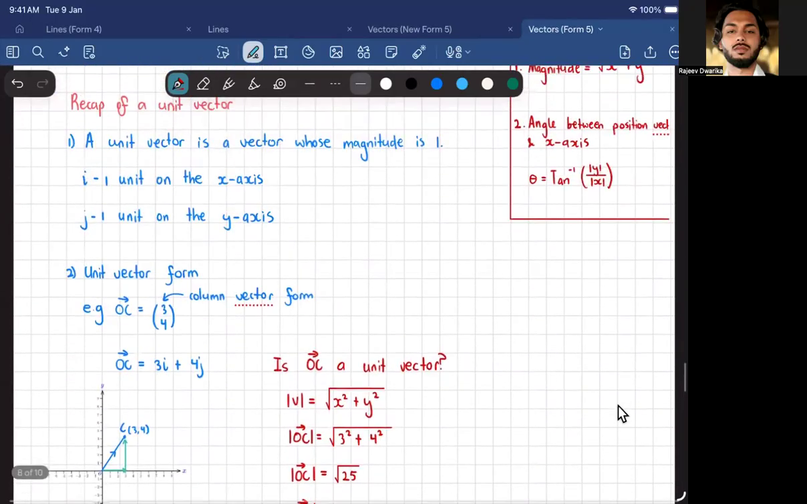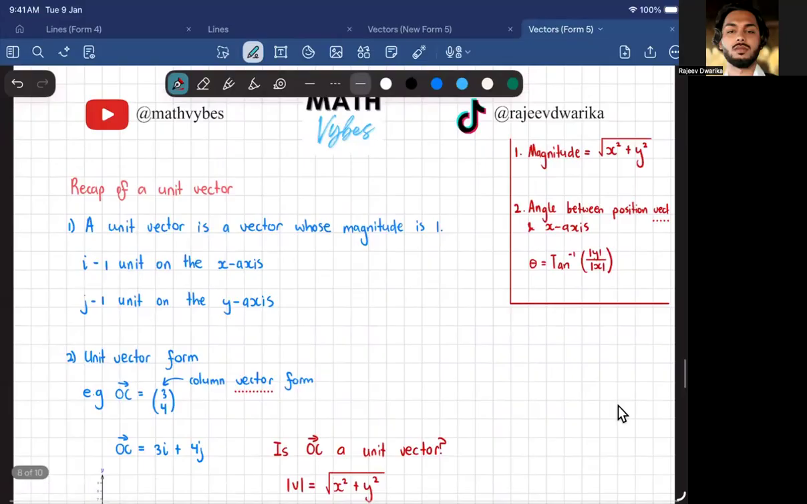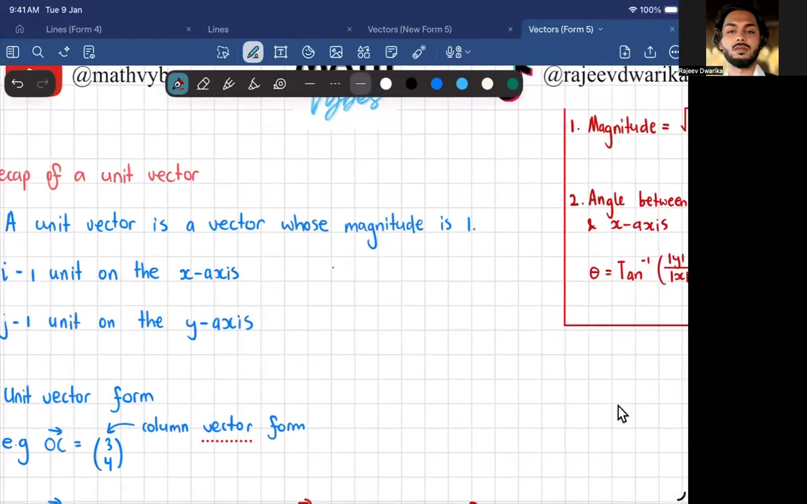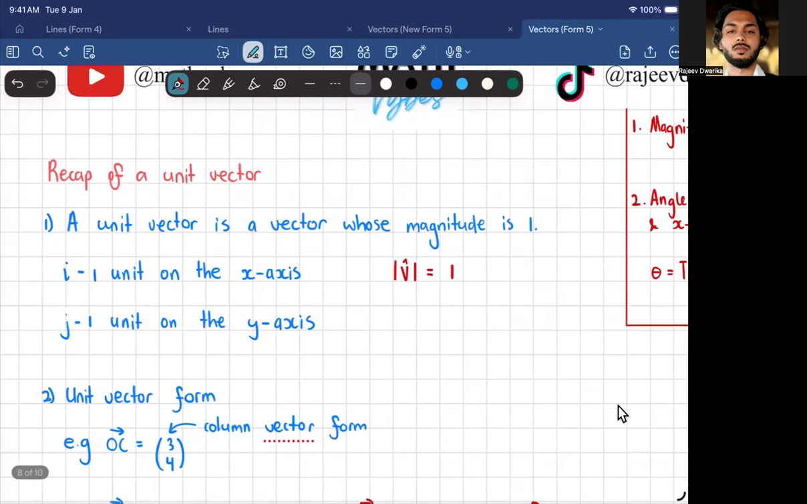All right. So let's look at the things we covered so far. A unit vector is a vector whose magnitude is 1. So if you find the magnitude of a unit vector, it would be equal to 1. You need to know that. i represents 1 unit on the x-axis. j is 1 unit on the y-axis. So Ria, this is a recap of a recap to make sure we're on the same page. You understand this?